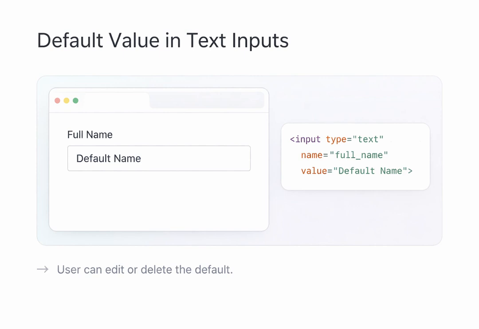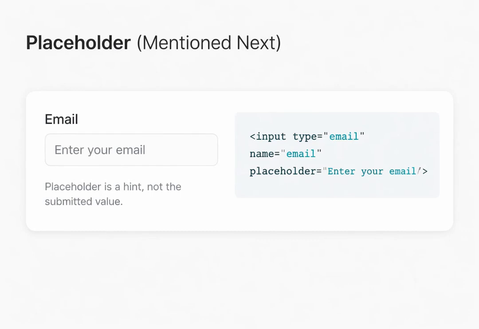The user can still remove it and type something else, but if they submit without changing it, that default value is what gets sent. The material also points to another attribute, placeholder. Placeholder text is the light hint shown inside the input, like enter your email. It helps the user understand what to type, but it is not the actual submitted value. Only what the user types becomes the value.